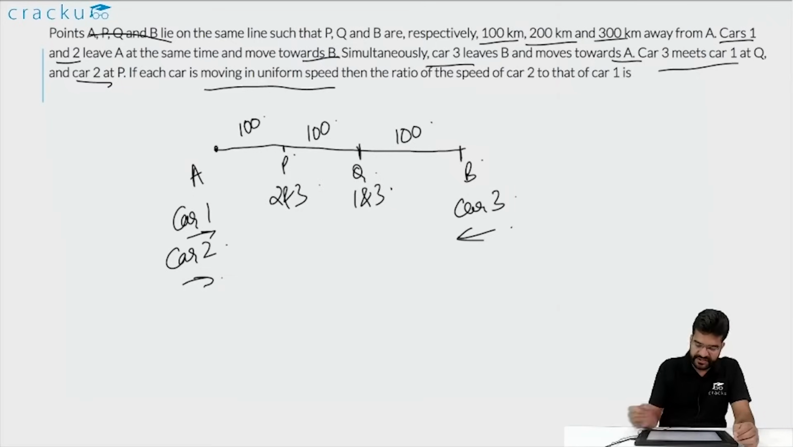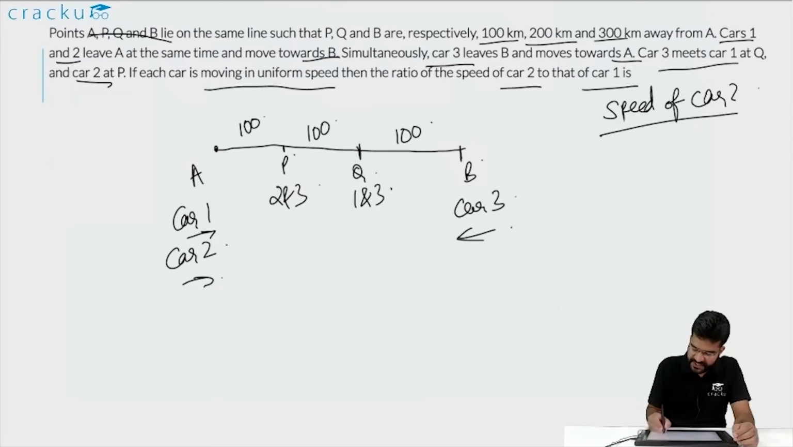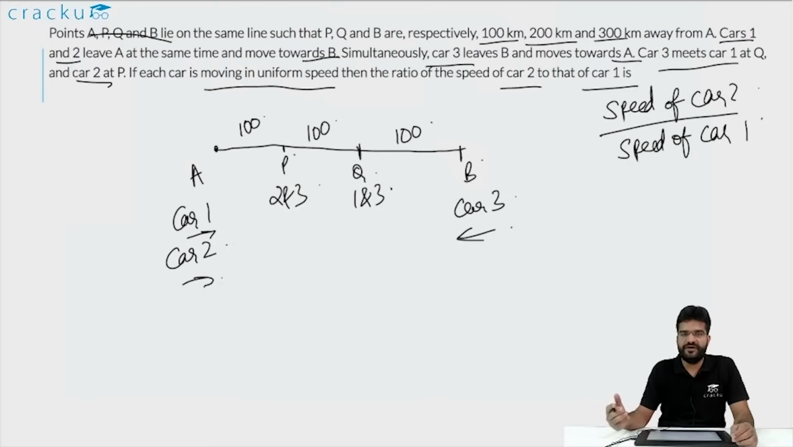If each car is moving in uniform speed, then the ratio of car 2 to car 1 is? So we are required to find out the speed of car 2 divided by the speed of car 1. We have information about where 1 and 3 have met, and where 2 and 3 have met. So let us first calculate the ratio of the speeds of car 3 to car 1. We will also calculate the ratio of the speeds of car 3 to car 2 and then try to find out the ratio of the speeds of car 2 to car 1.